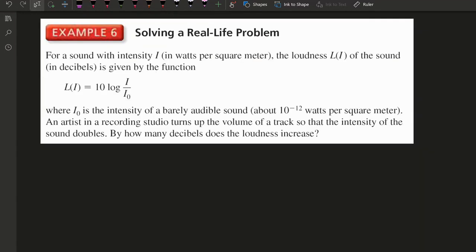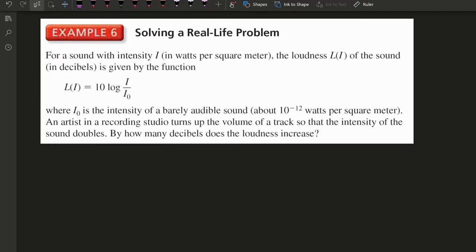Okay, now, solving a real life problem. So, for a sound with intensity I in watts per square meter, the loudness L of I of the sound in decibels is given by the function L of I equals 10 log I over I naught, where I naught is the intensity of a barely audible sound, about 10 to the negative 12 watts per square meter. An artist in a recording studio turns up the volume of a track so the intensity of the sound doubles. By how many decibels does the loudness increase?